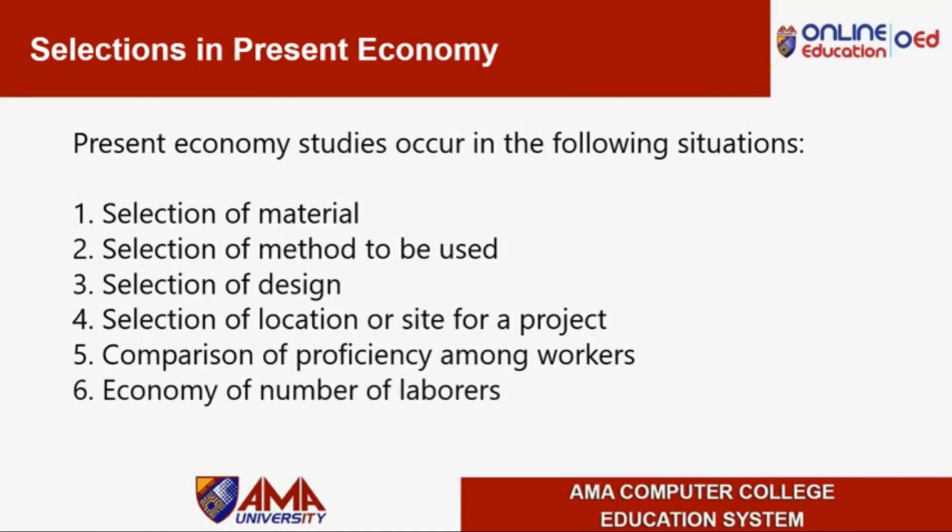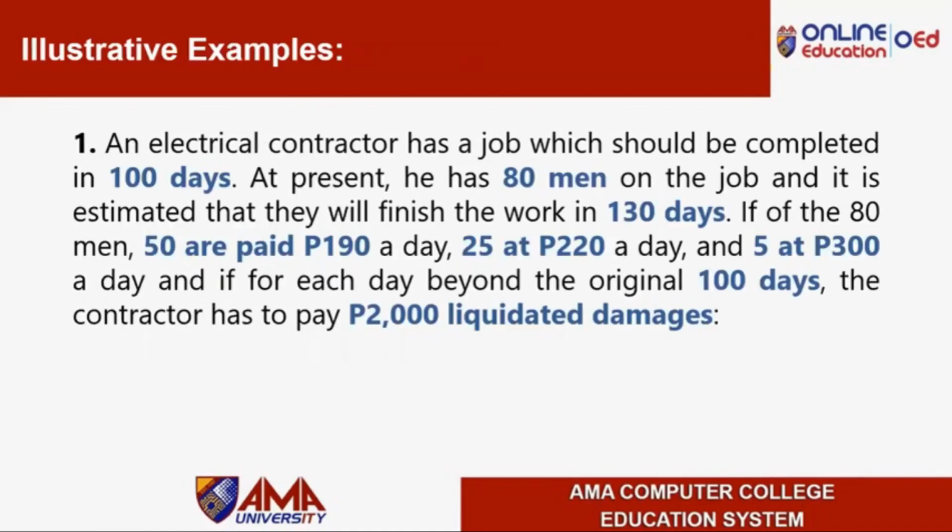Let's have an illustrative example problem. Number 1, an electrical contractor has a job which should be completed in 100 days. At present, he has 80 men on the job and it is estimated that they will finish the work in 130 days. Of the 80 men, 50 men are paid 190 a day, 25 men at 220 a day, and 5 men at 300 pesos a day, and for each day beyond the original 100 days, the contractor has to pay 2,000 liquidated damages.